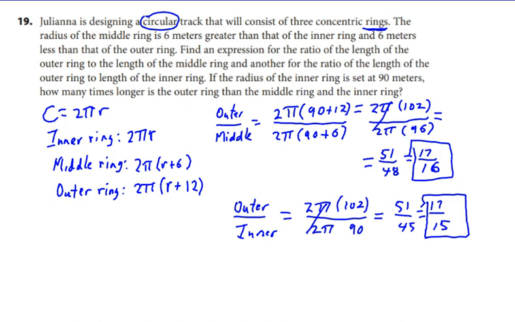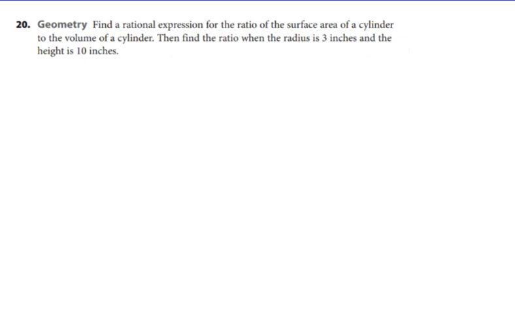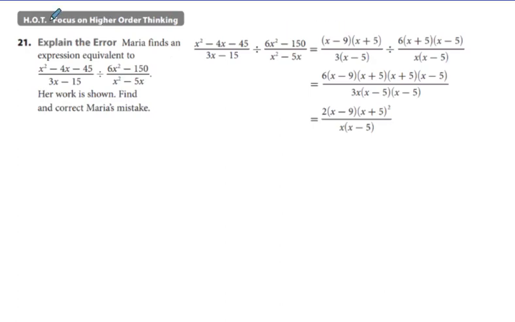We're going to next go to problem 21, which is the last one we're going to look at here. And this is a focus on higher order thinking. Explain the error. Maria finds an expression equivalent to, and she gives the expression here. Her work is shown. Find and correct Maria's mistake. Well, when we divide by a fraction, we have to multiply by a reciprocal.